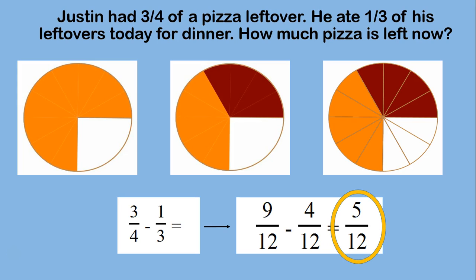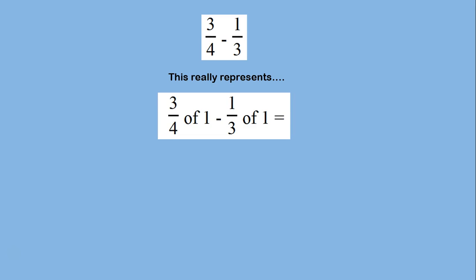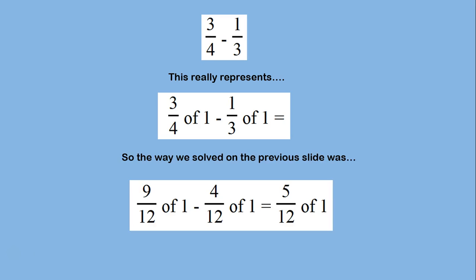While that is the proper way to subtract 1/3 from 3/4, it is not the correct way to answer that particular word problem. Let me explain more. If you look at 3/4 minus 1/3, it can really be understood as representing the values of 3/4 of 1 minus 1/3 of 1. So the way we solved on the previous slide was 9/12 of 1 minus 4/12 of 1 equals 5/12 of 1. The reference unit was 1, or 1 whole pizza, for all of the fractions.